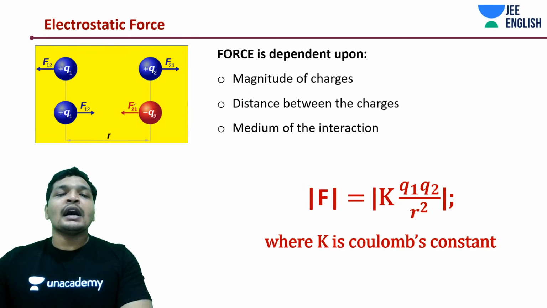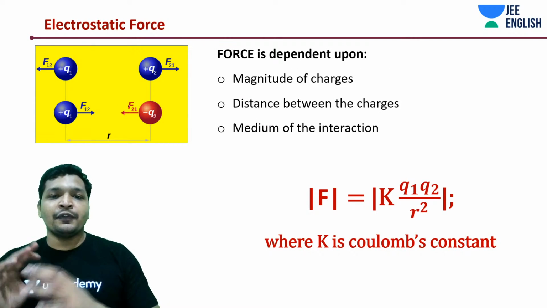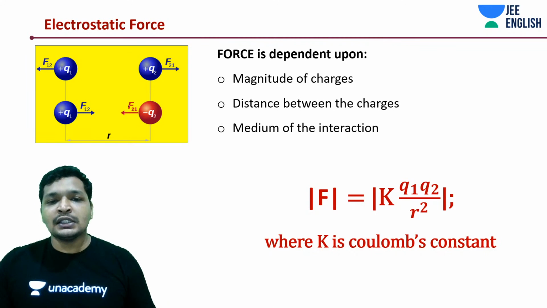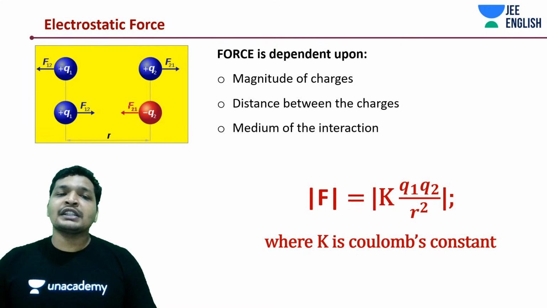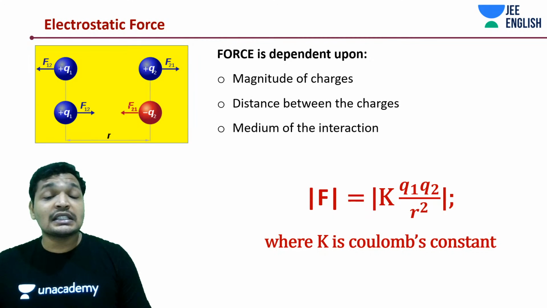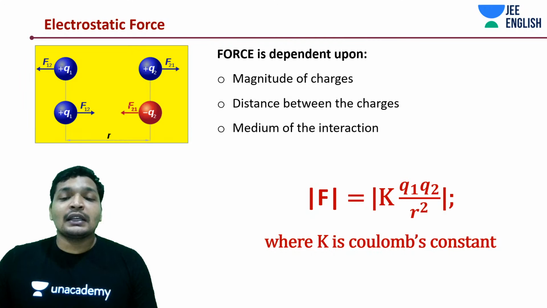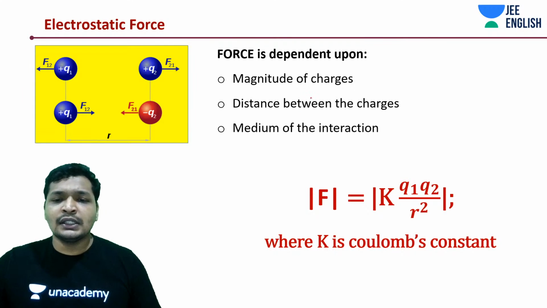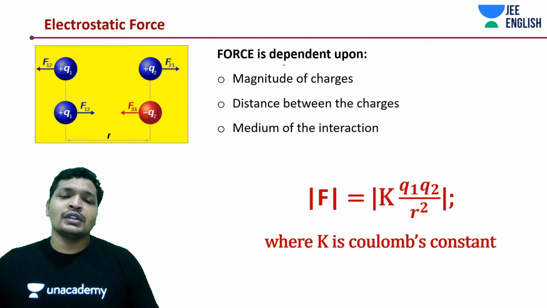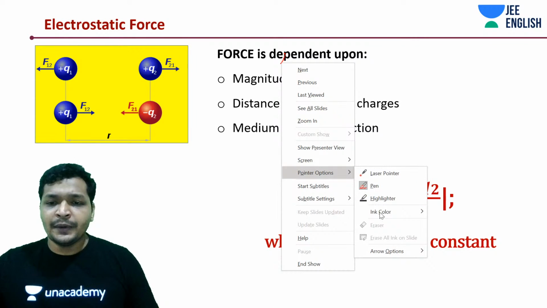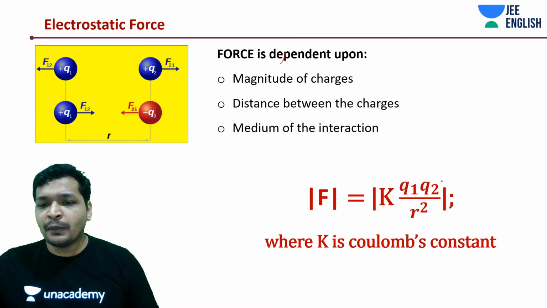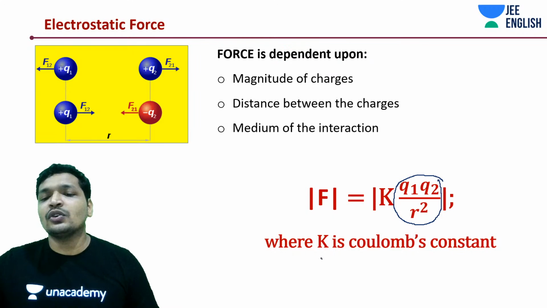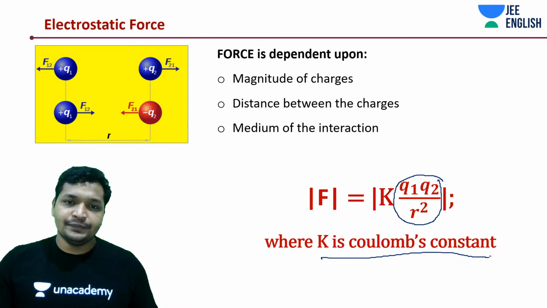So these were the postulates put forward. The force is dependent upon the magnitude of charges, the medium of interaction where the charges are kept, and the distance between the charges. So the force is nothing but K. He said that force is K into Q1 Q2 divided by R square. So these things were something that he found out. And then he proposed there is a constant. That constant is nothing but Coulomb's constant, and he called it K.